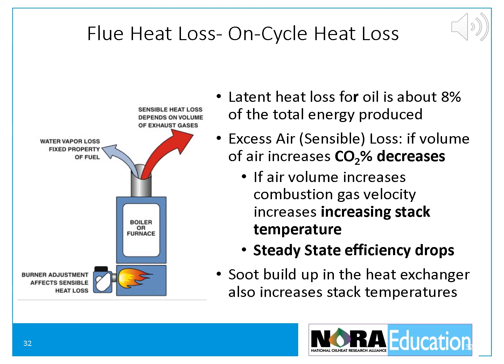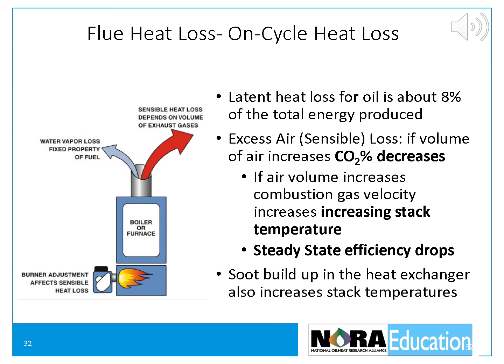Flue losses that occur when the burner is running are divided into 2 parts: water vapor heat loss and excess air, or what we call sensible heat loss. This is the heat carried out of the building with the hot exhaust gases. On-cycle heat losses for oil heating units vary depending on heating equipment design and servicing.